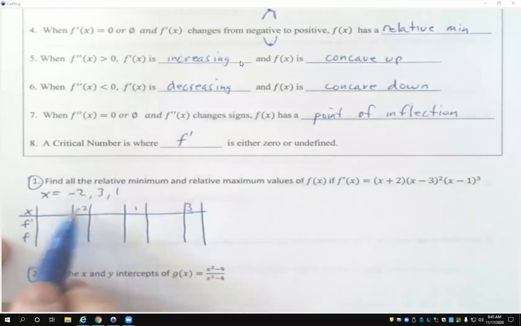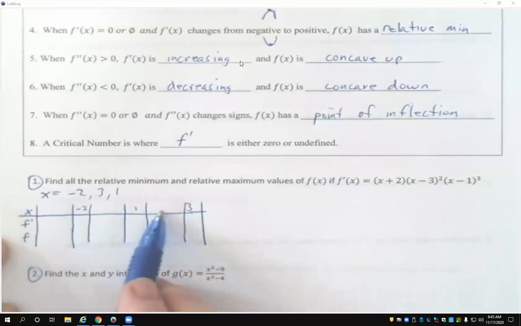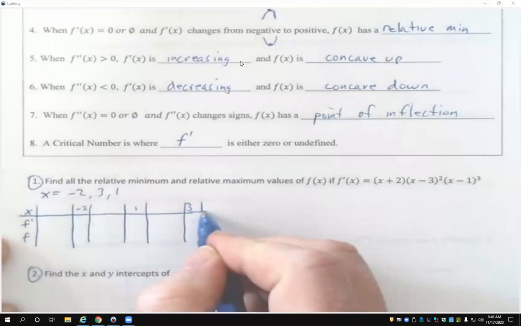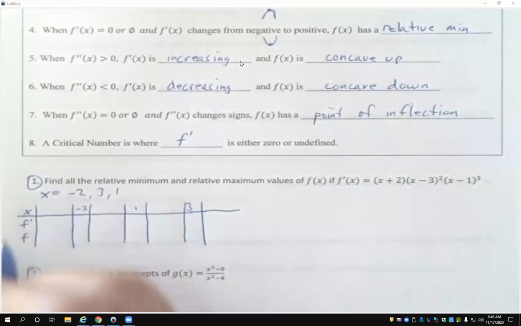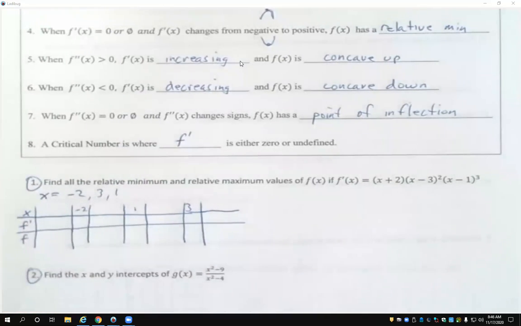And then this is less than -2. This is in between -2 and 1. This is in between 1 and 3. And then this is greater than 3. Okay, and we're going to figure out what f prime is doing, and that will help us with f.